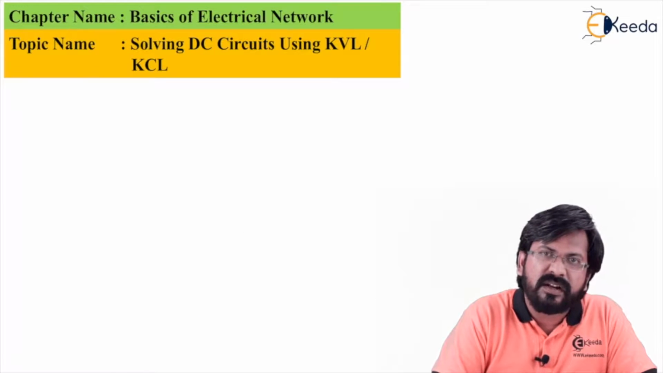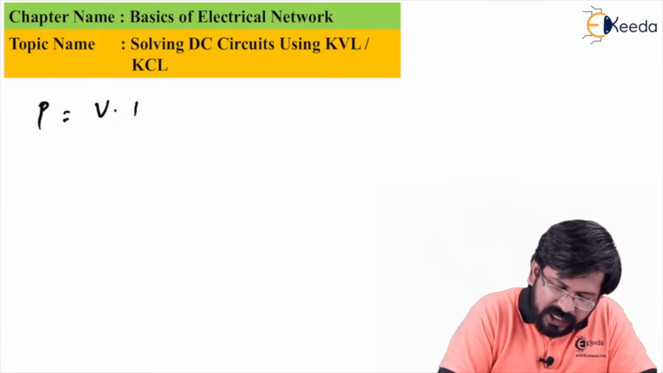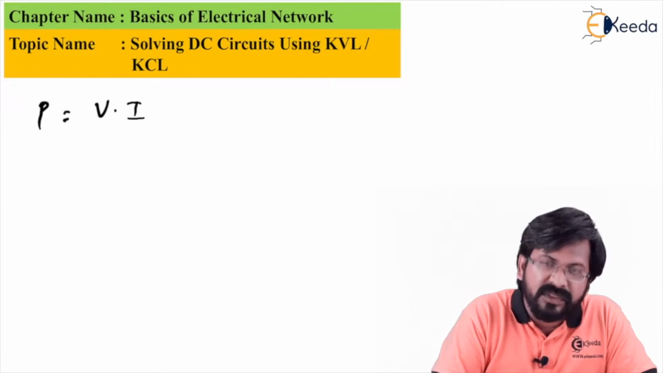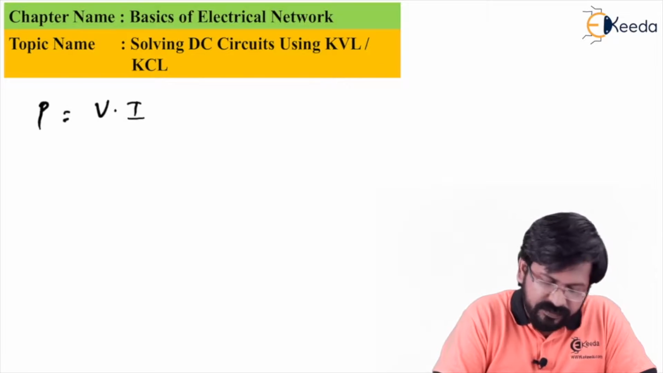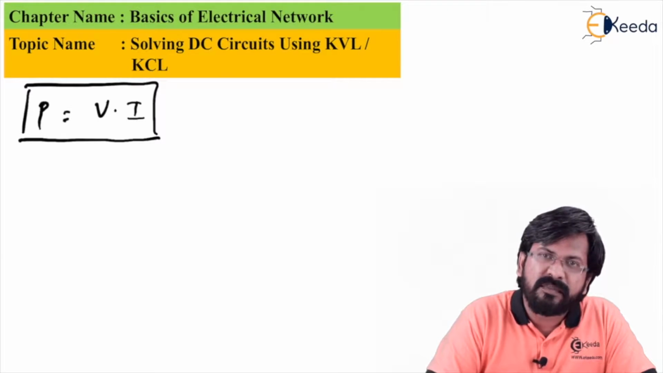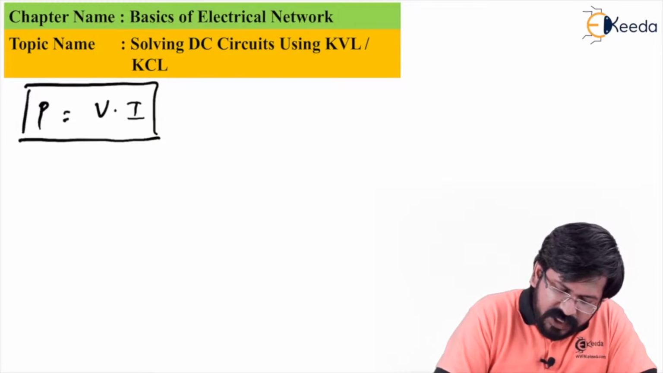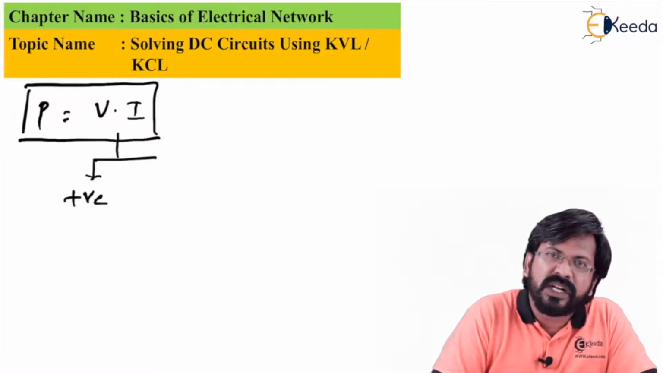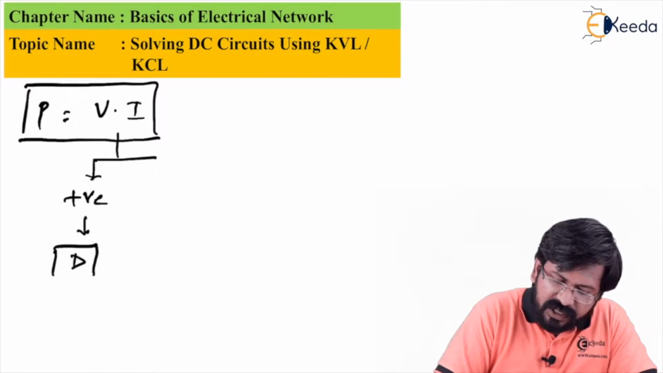Suppose you have to calculate power with respect to a source. It is always P is equal to V into I, where V is nothing but supply voltage and I is nothing but supply current. This formula needs to be referred to only when you have to calculate power given by the source. So whenever you have to calculate power given by the source, it is always P is equal to V into I. If this power comes out to be positive, then we say that the supply is delivering the power.